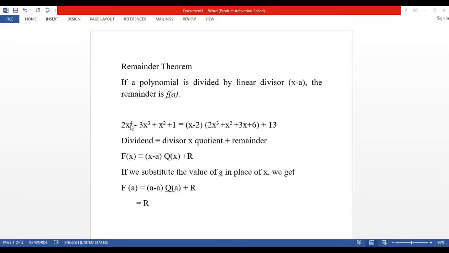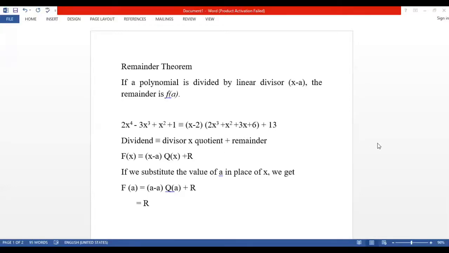We had the polynomial, which is 2x to the power 4 minus 3x cube plus x square plus 1, and when we divide this polynomial by this divisor, we get the quotient. So divisor multiplied by quotient, and adding the remainder, we get the dividend, which is the polynomial itself. This process is very lengthy. It is known as long division, which is also not included in our syllabus.